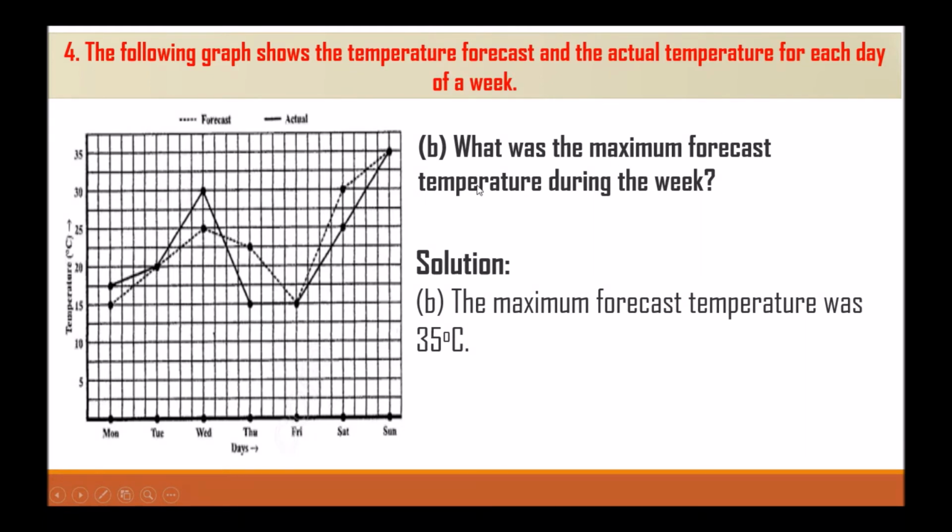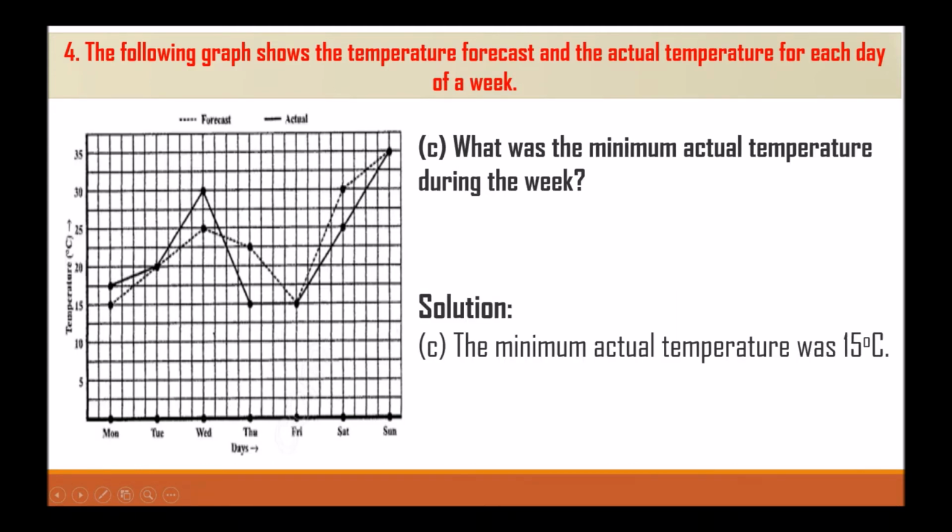What was the maximum forecast temperature during the week? The maximum forecast temperature during the week was 35 degrees Celsius. What was the minimum actual temperature during the week? The minimum actual temperature was 15 degrees Celsius.